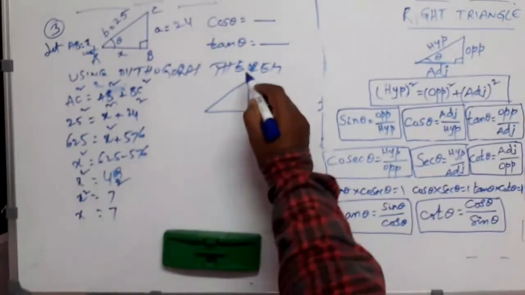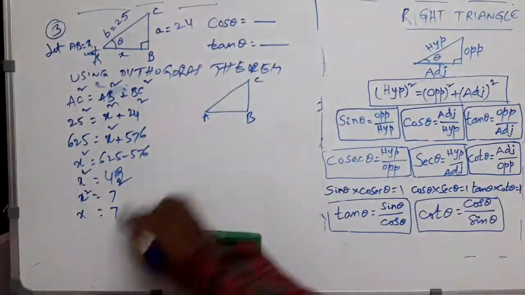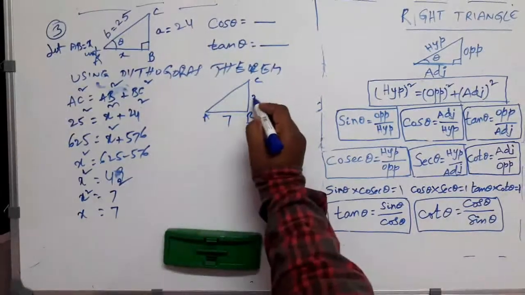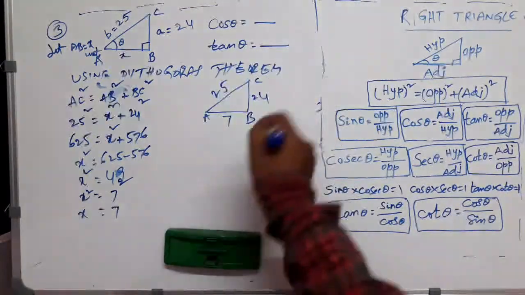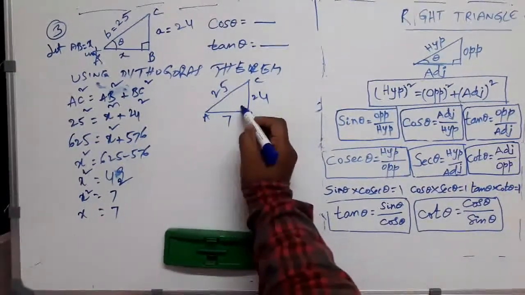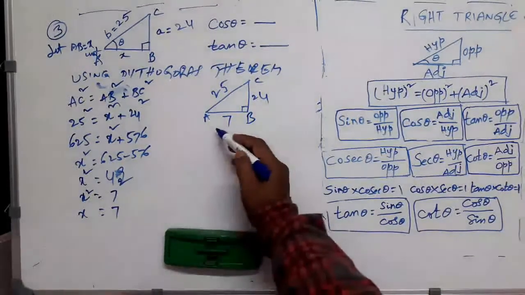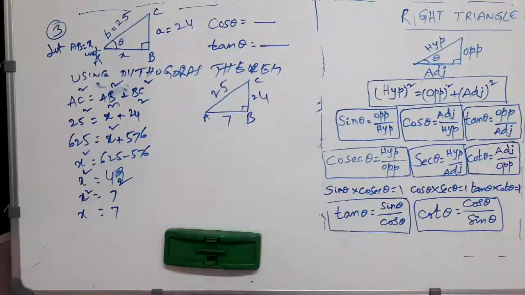So my triangle became like this. Now my right angle triangle ABC appears like this. This is x, 7 units, this is 24 units, and this is 25. Now I know the values of three sides. I can find the value of any ratio, any 6 ratios of the angle A, 6 ratios of angle C also.